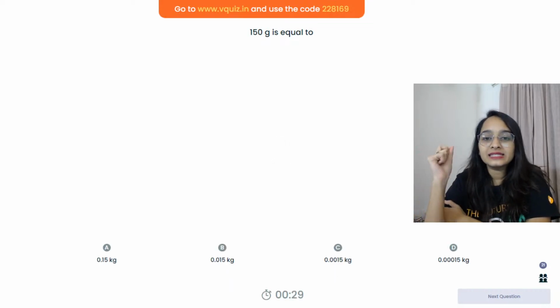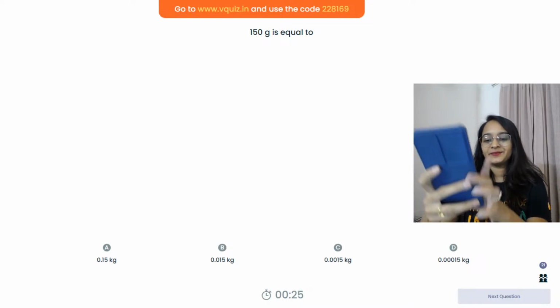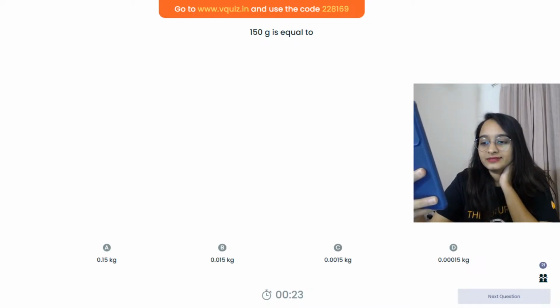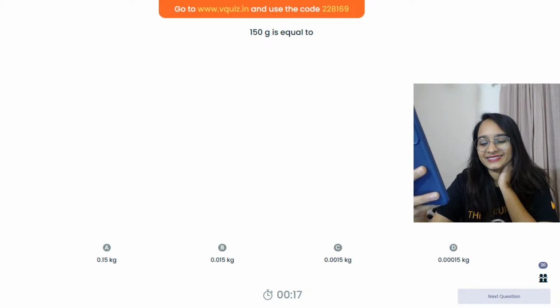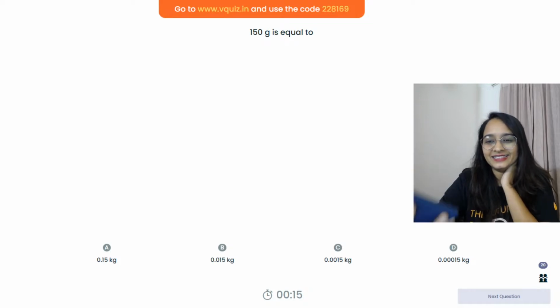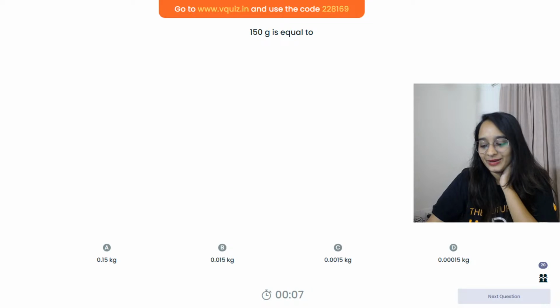150 grams is equal to how many kg? Come on, come on, come on. जल्दी में wrong हो गया. जल्दी क्यों है भाई? हम कहाँ भाग रहे हैं यहाँ से? 150 grams is equal to how many kgs? बहुत टाइम दिया यार सवाल करने के लिए तो है ना? So much time you have.